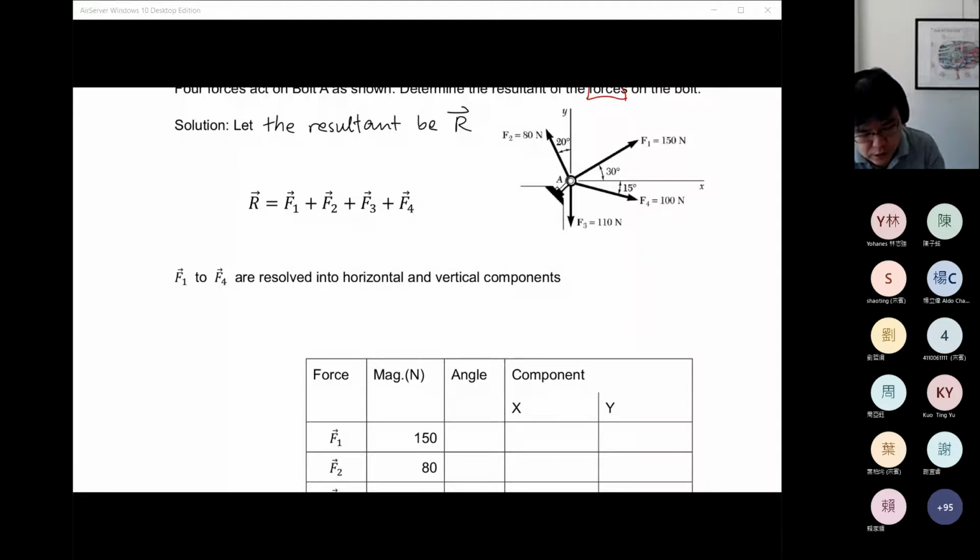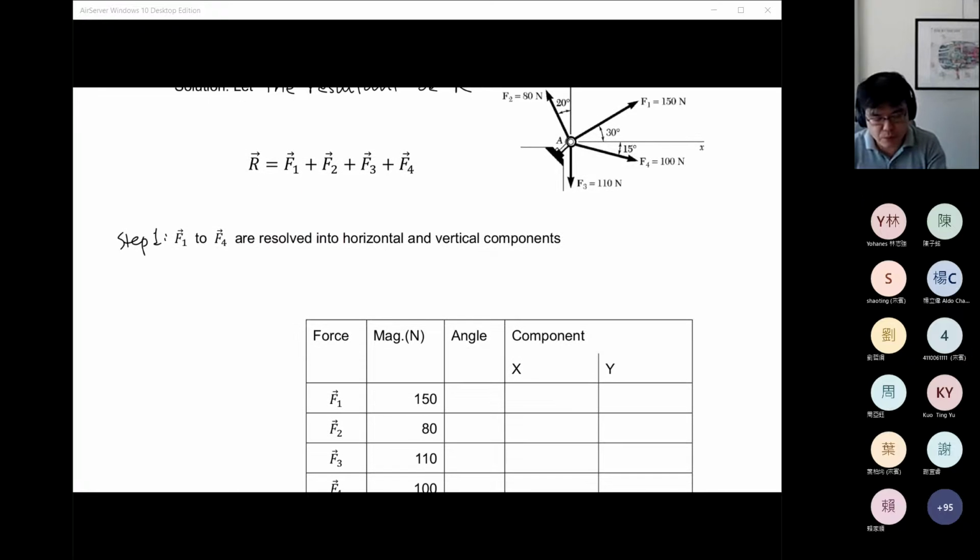First of all, this is step one. Step one is this one: F1 to F4 are resolved into horizontal and vertical components. Horizontal and vertical, we talked about these words just now, before the break. Horizontal is this one, and vertical is this one. And resolve into means breaking down.